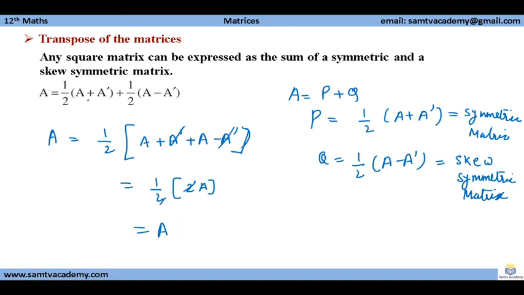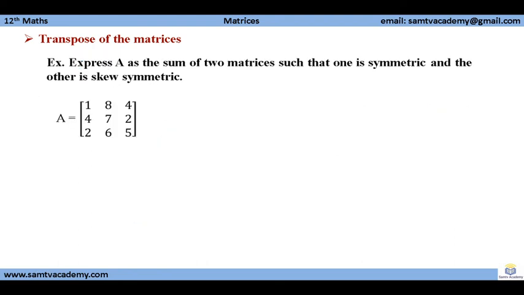We are seeing this only because questions are coming. So we should know that any matrix is the sum of a symmetric matrix and a skew symmetric matrix. If a symmetric matrix and a skew symmetric matrix are summed, then that will become the original matrix only. So let's take an example for this. Express A as the sum of two matrices such that one is a symmetric matrix and another is a skew symmetric matrix.